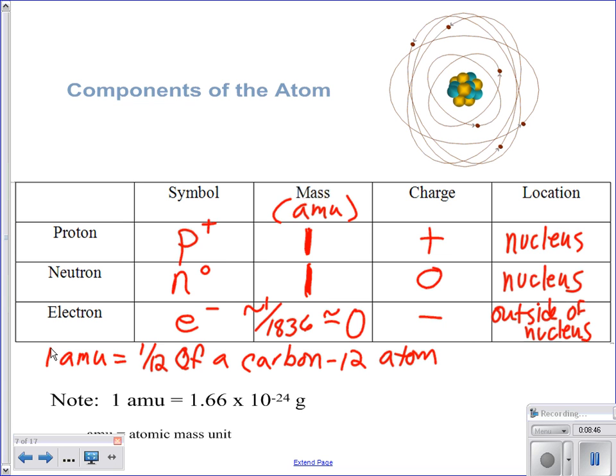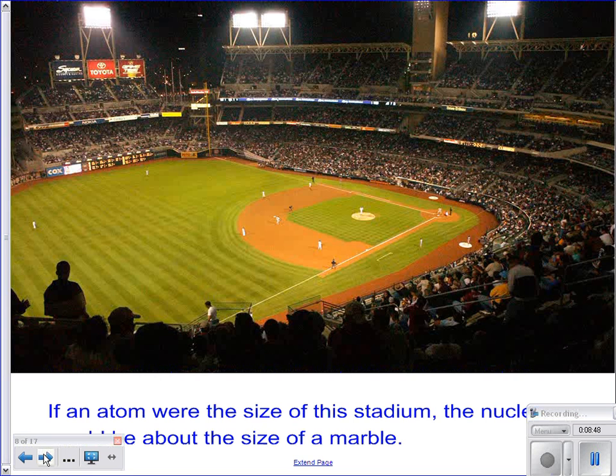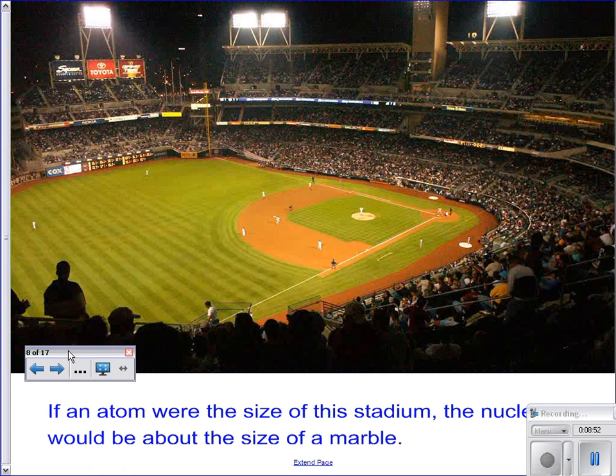And then we move on to some terminology here. Oh wait, I'm sorry, not yet. This is just to give us a perspective of how small we're talking about with an atom and the different subatomic particles. So if you had an atom that was the size of this stadium, then the nucleus would be about the size of a marble. So it'd be really tiny comparatively.